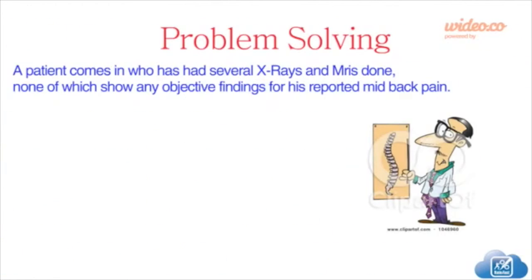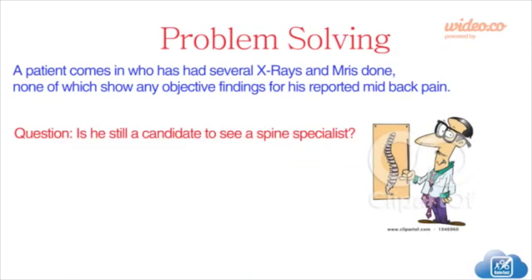Now let's do some problem solving. A 34-year-old female comes in with a chronic low back injury. She has been worked up with X-ray and MRI, none of which show any significant problems. She has been treated conservatively with physical therapy, anti-inflammatories, and modified work, none of which resulted in improvement. She continues to complain of pain in the right lower leg above the knee. Question: is spine consultation with a spine specialist recommended or indicated?